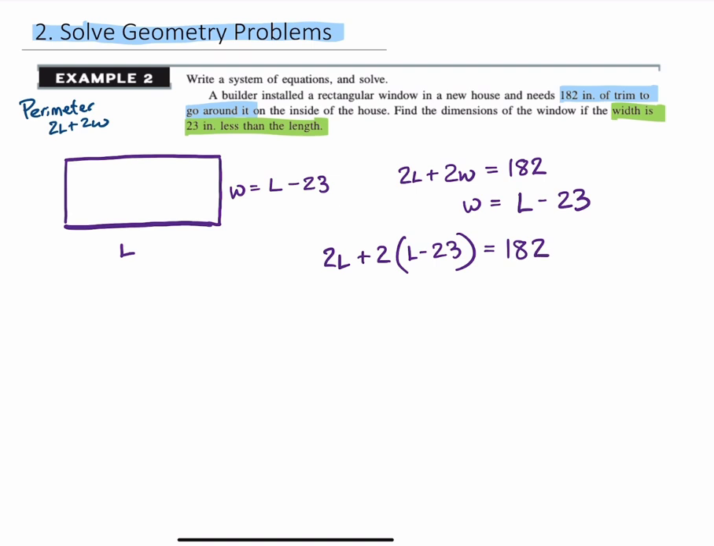So now let's solve for L. I'll distribute that 2 through. So 2L plus 2L minus 46, multiplying both of those by 2, equals 182. Let's add those two L's together. I'll have 4 of them. And then let's add the 46 over to the other side. So 182 plus 46 is 228. And then divide both sides by 4. I get that L equals 57.